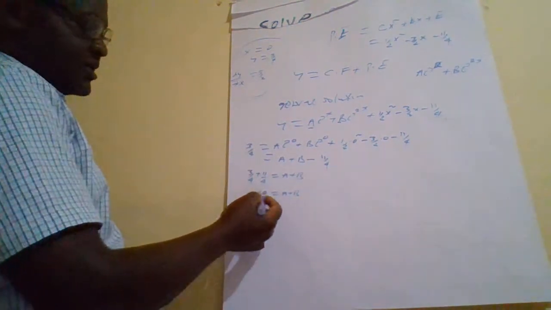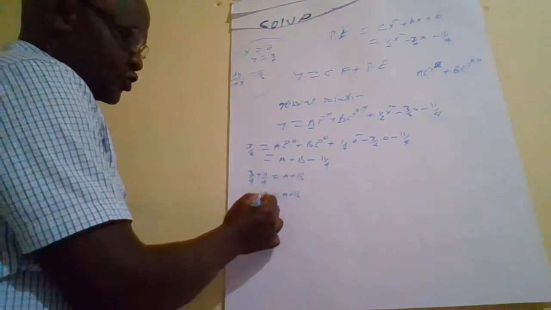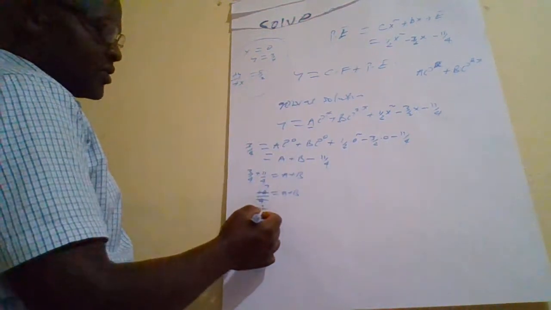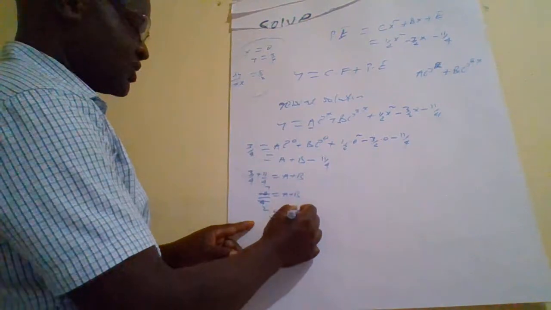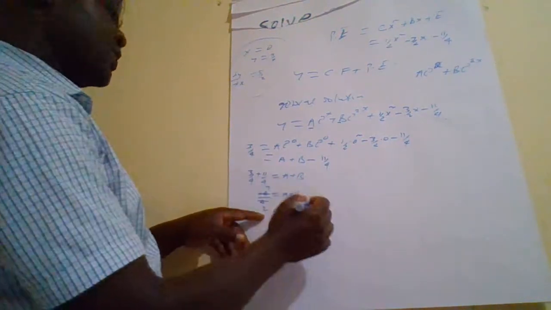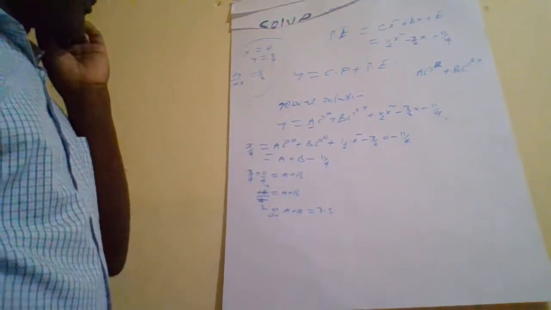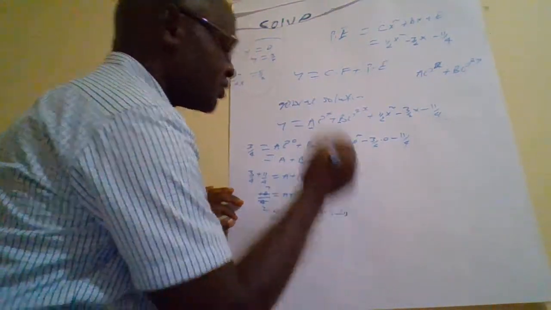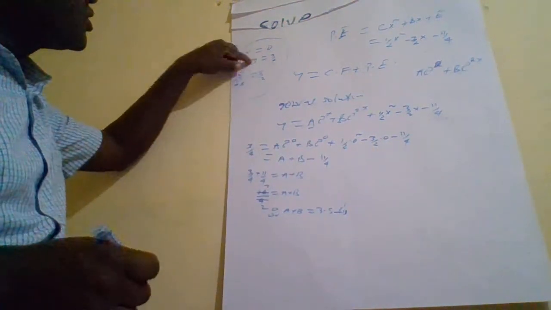Therefore, a plus b equals 14/4. So 2 here is 2, 2 here 7. Therefore, a plus b equals 3.5. Now we call this one equation 1.